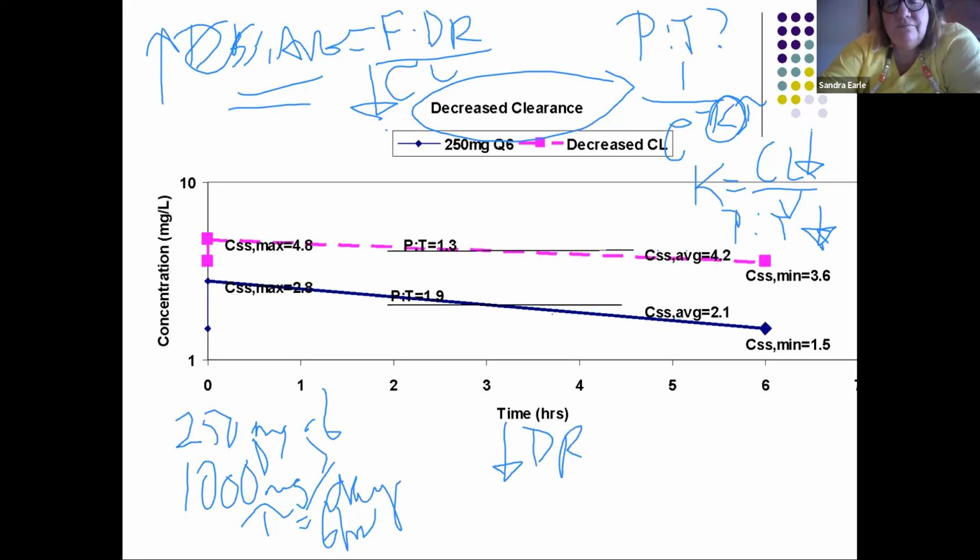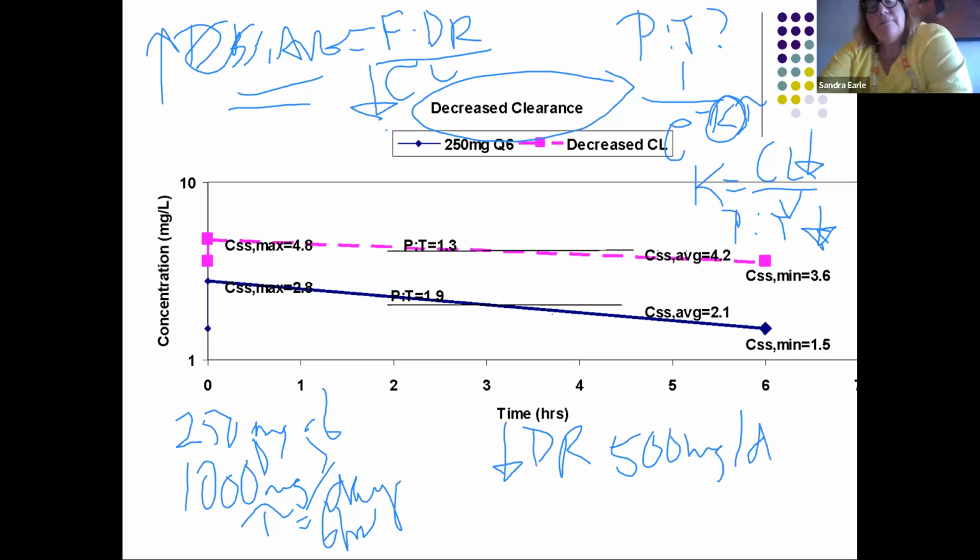So what are we going to need to do? We need to decrease our dose rate. So we'll just say that we have to go in half again because this is doubled. So instead of 1,000 milligrams per day, it's going to be 500 milligrams per day. And our dose interval has gotten smaller, so there's less variation. And that could be a problem in some drugs too. Maybe it's fine, maybe you can leave it alone, but maybe you can't.